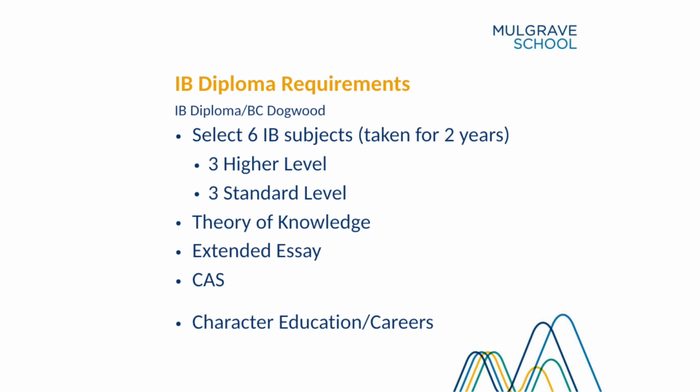They also have to do CAS, Creativity, Activity and Service, which will also meet IB requirements, but it will also meet some ministry requirements. Students will continue to take character education, which will link in and develop some of the ATL skills that we've been doing at Mulgrave, but it also covers the graduation requirements for career life connections.